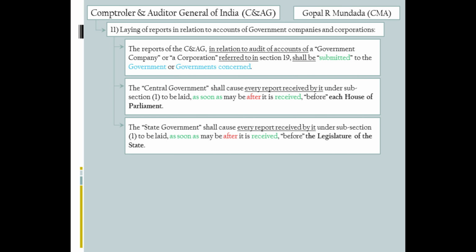Next is in the case of the state government. When the state government receives such a report, then in such a case the state government, as soon as possible, lays that report before the legislature of the state. So guys, this is a duty of the state government.